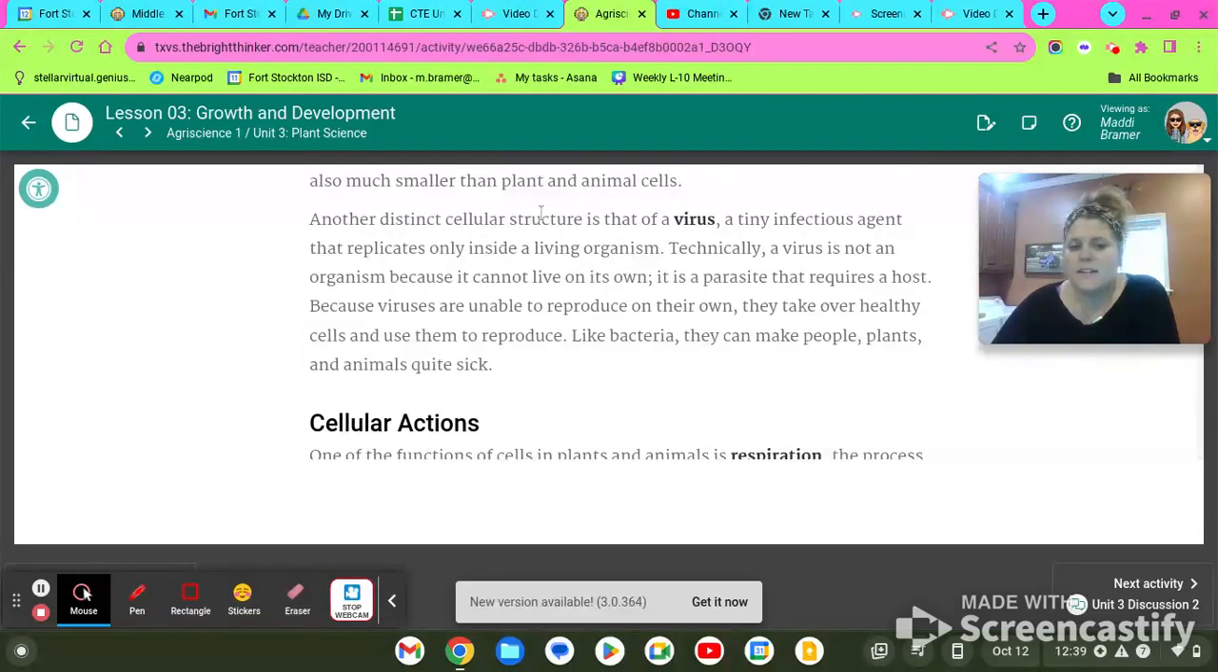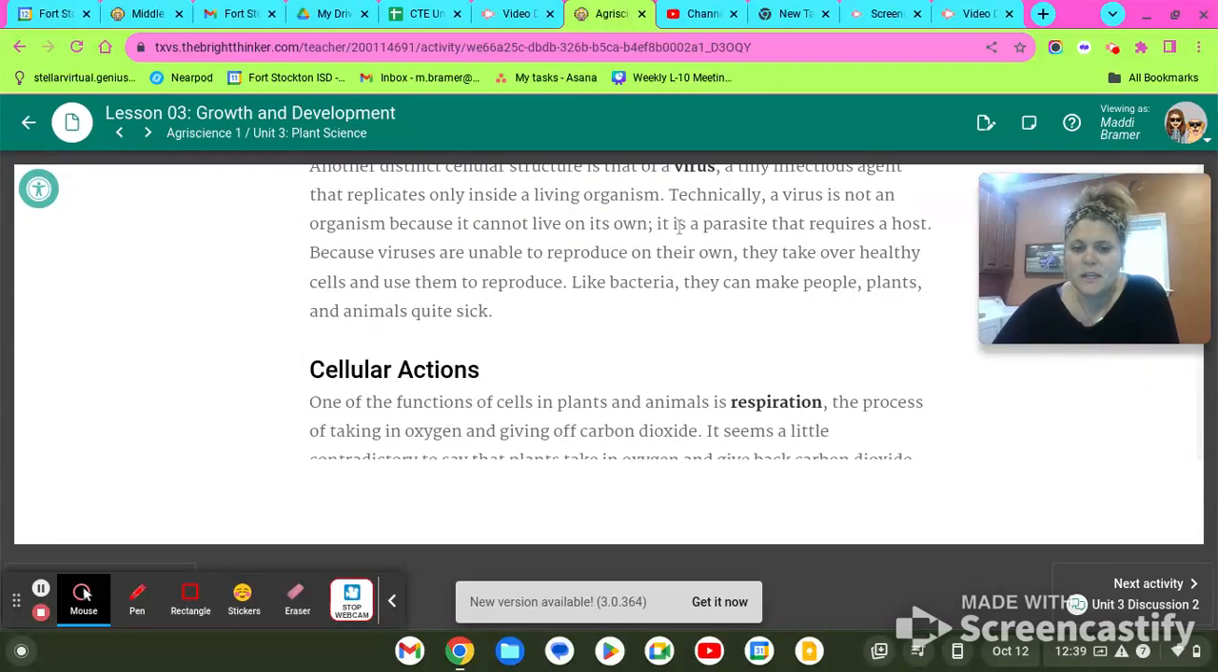Another distinct cellular structure is that of a virus. So we talked about bacteria, and then a virus, which we should know is a tiny infectious agent that replicates only inside a living organism. Technically, a virus is not an organism because it can't live on its own. It is a parasite that requires a host.